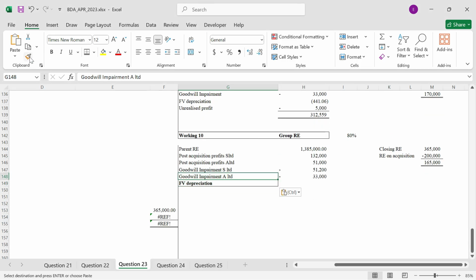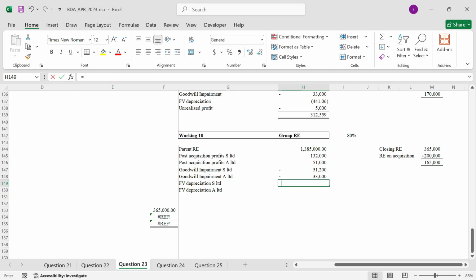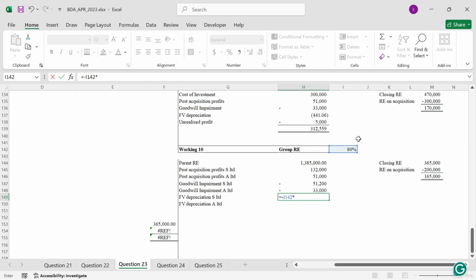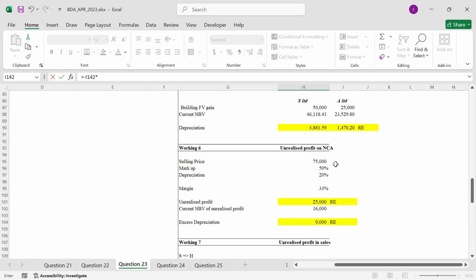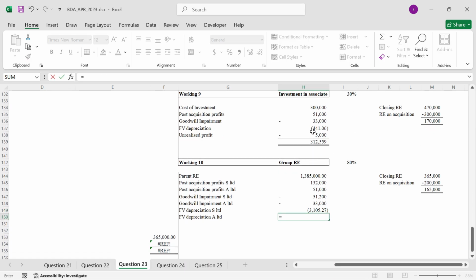Fair value depreciation in S and in A. So in S, this will be 80%, which will be equal to minus 80% of fair value depreciation, which is 81. And in A, I already have it as 451.